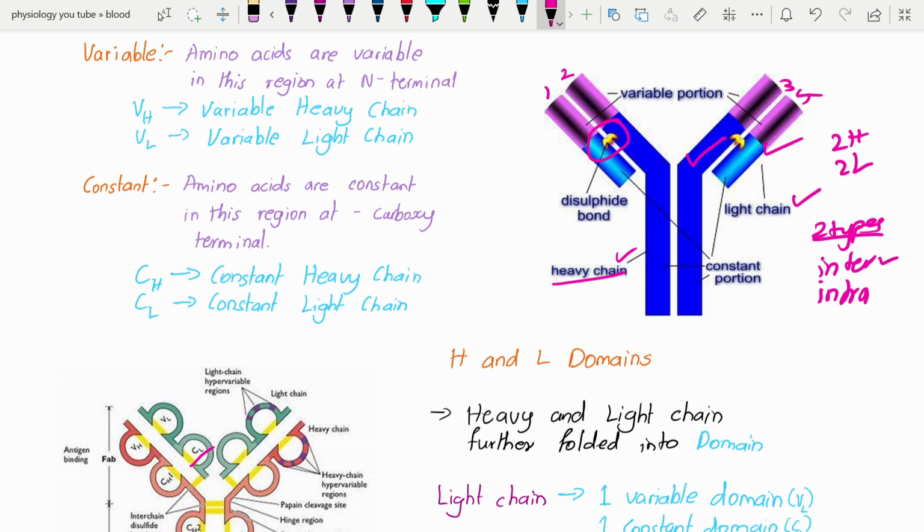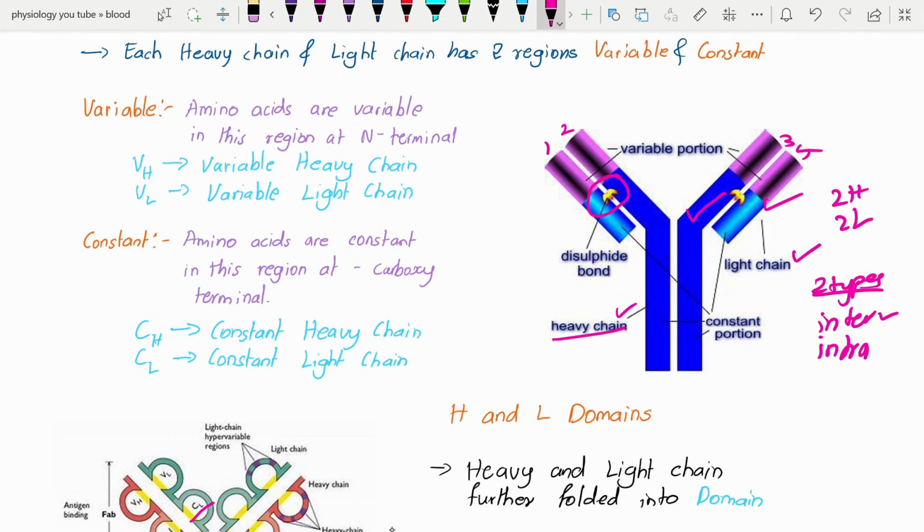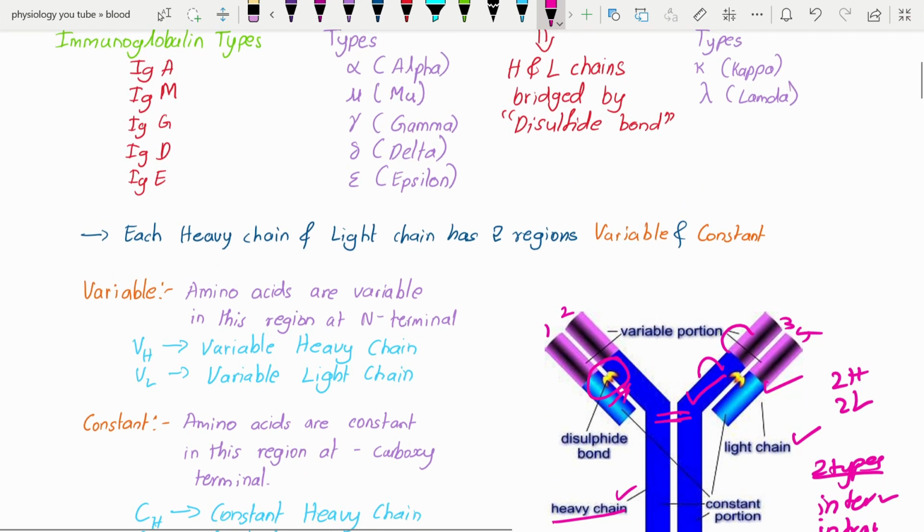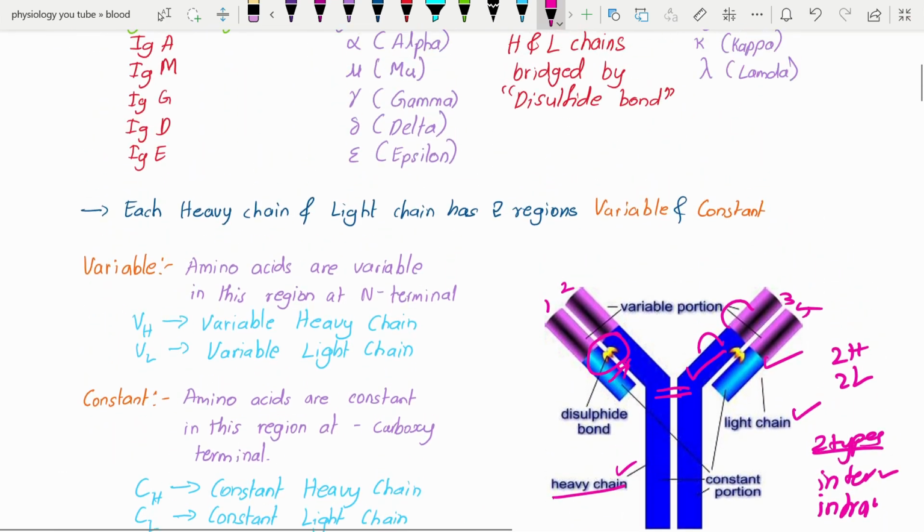The interchain disulfide bond connects two different chains, that is one heavy chain and one light chain, and two different heavy chains at the hinge region. But the intra-chain disulfide bond connects within the chain, the same chain, either heavy or light chain.